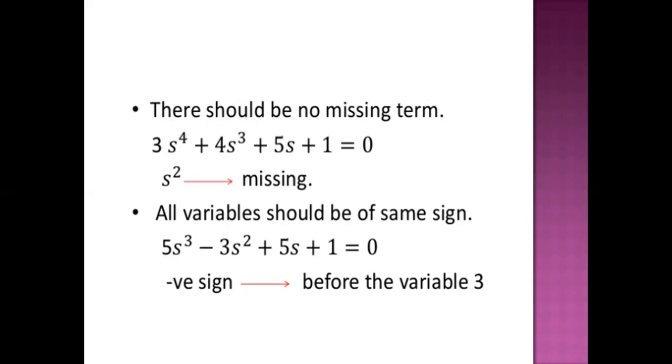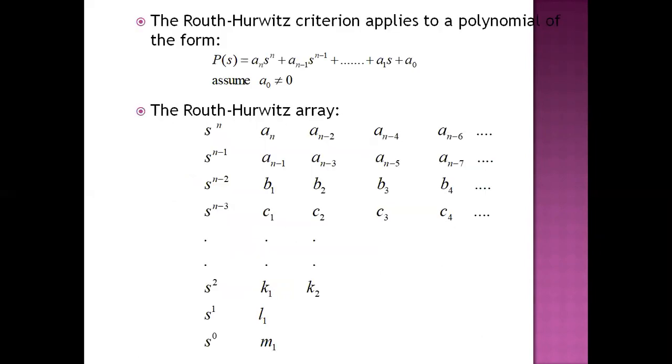These two are the necessary conditions for the Routh stability criterion. Next, we will find the sufficient conditions. For that, we need the polynomial expression of the characteristic equation.